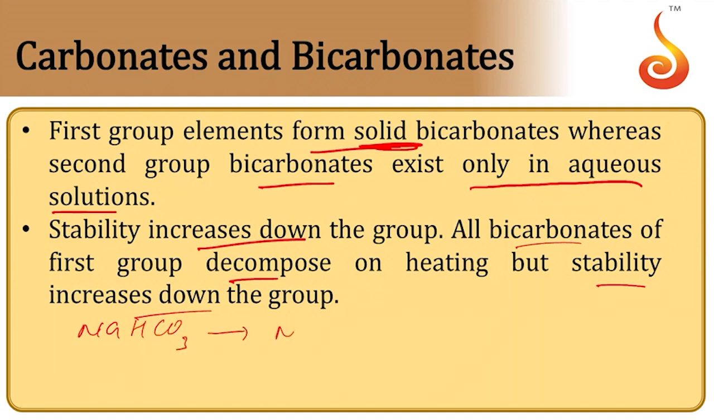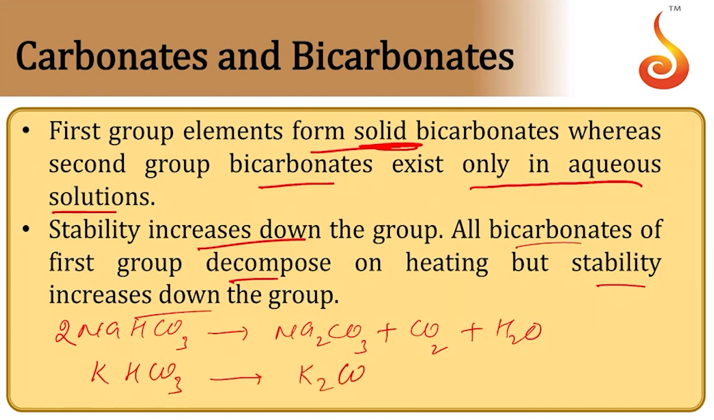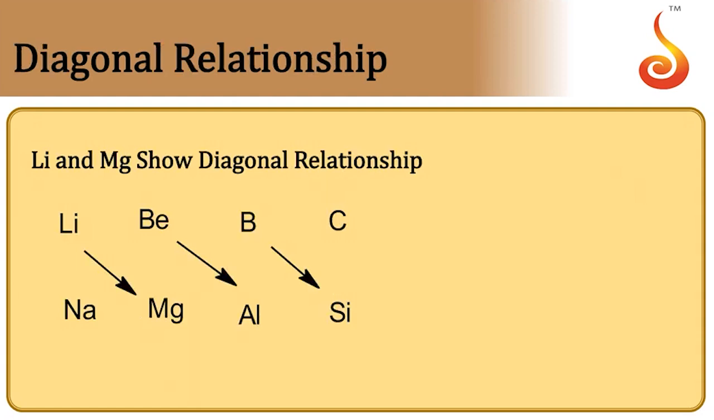Means if you take, for example, sodium bicarbonate, it dissociates to form Na2CO3 plus CO2 plus H2O. Similarly, you can take potassium bicarbonate also. This compound also dissociates, K2CO3 plus CO2 plus H2O. Means all of them dissociate upon heating, but stability will be increasing down the group. Means potassium bicarbonate is much more stable when compared to sodium. That is the order of stabilities of bicarbonates we have.